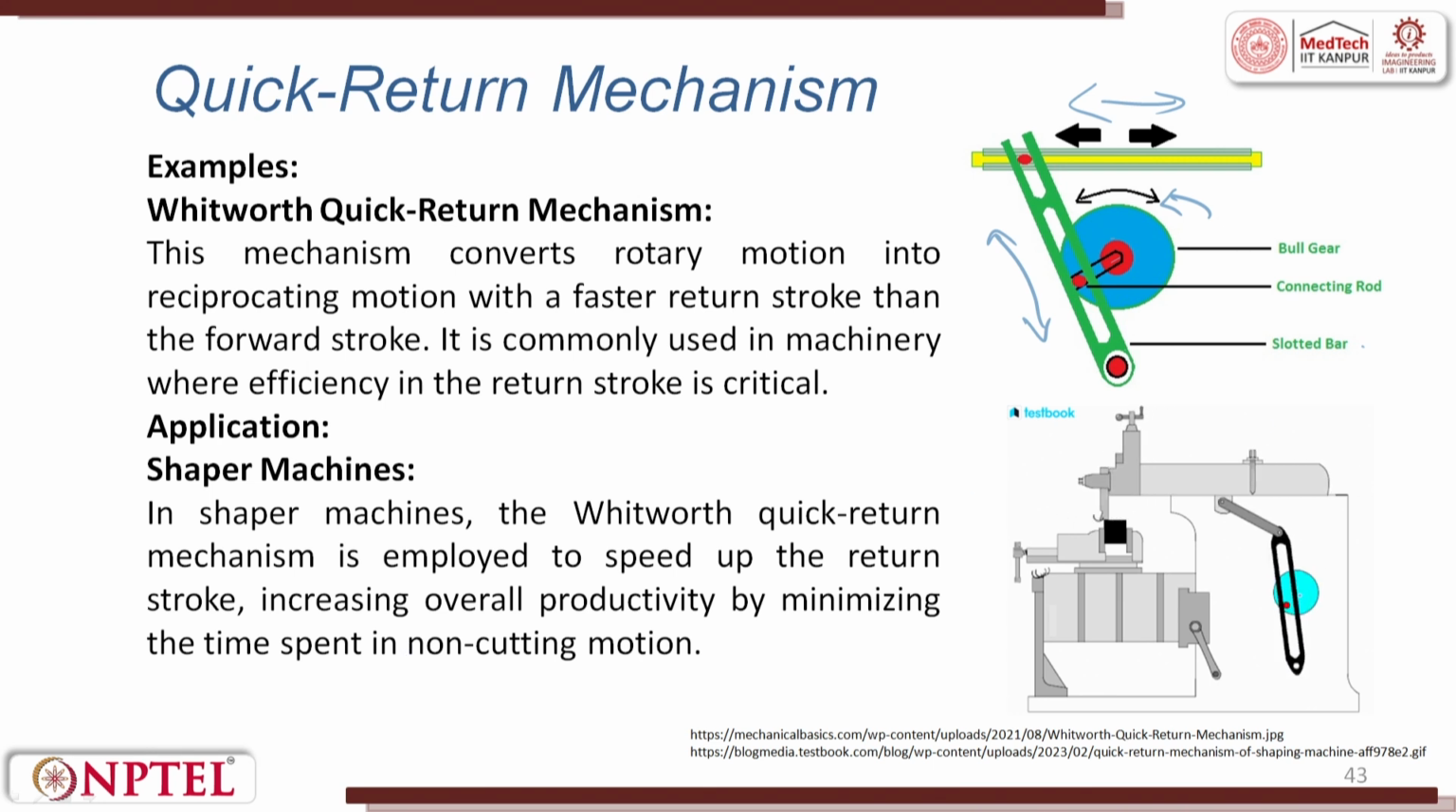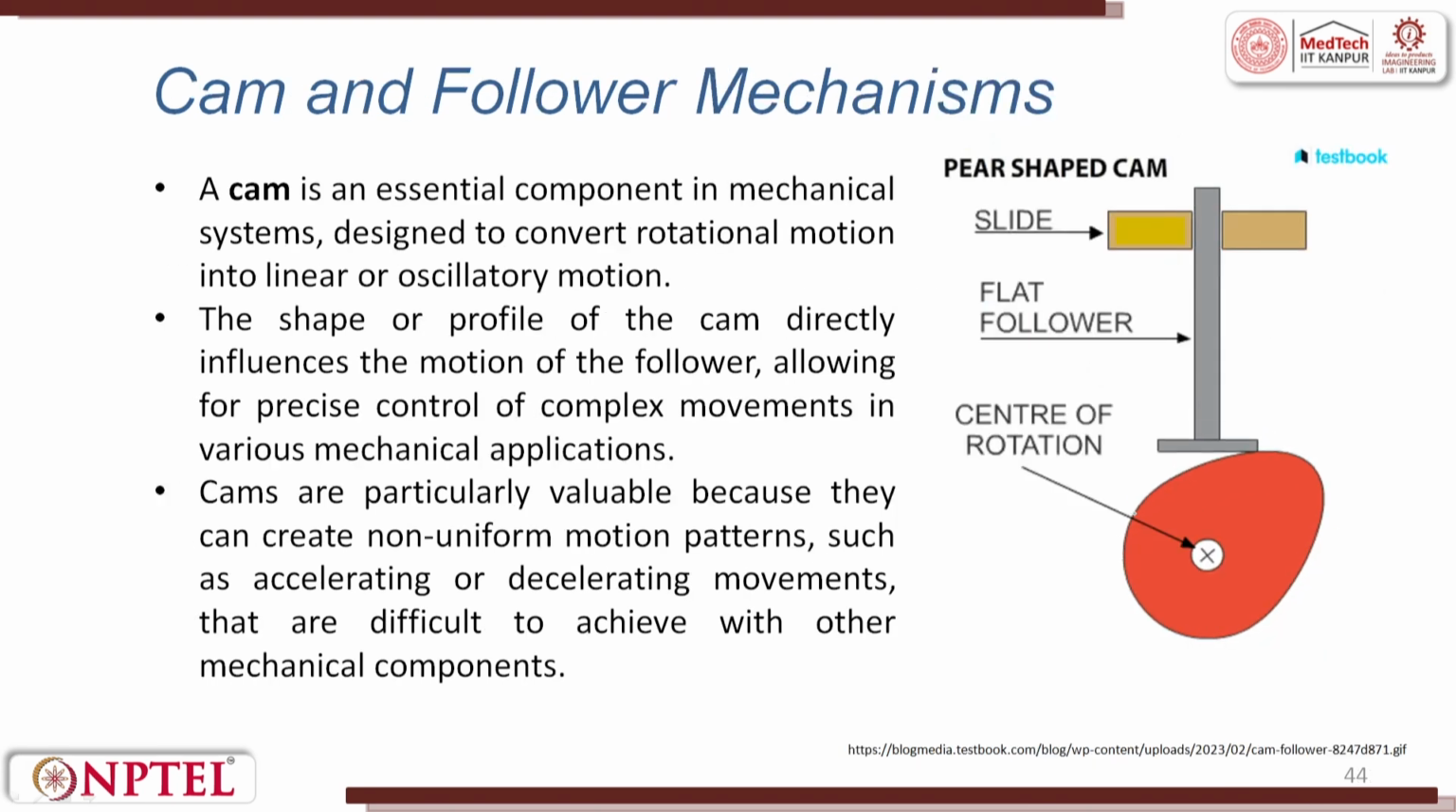You see a bull gear rotating and you have a slotted bar. This slotted bar is connected to a link. So, this is how in the forward stroke machining happens, and in the return stroke it is non-productive. So, you get to move faster.